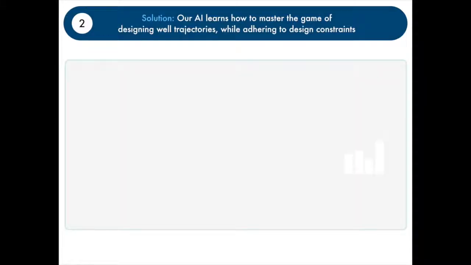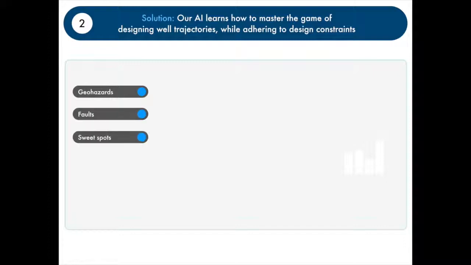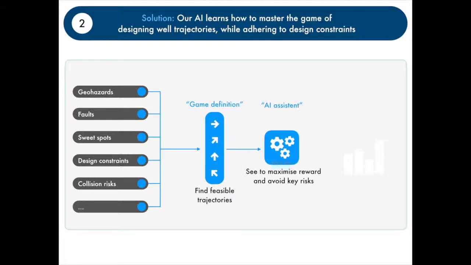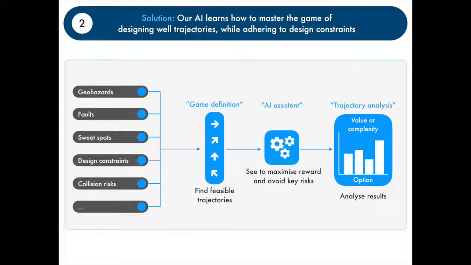The game includes key elements and rules such as geohazards, faults, target locations, remaining oil estimates, design constraints, and collision risks. The game is played by the AI assistant, which learns itself to construct well trajectories, seeking to maximize reward and avoiding key risks. We then analyze the results and use that insight to test alternatives against different subsurface interpretations, new value drivers, or updated risks and constraints.